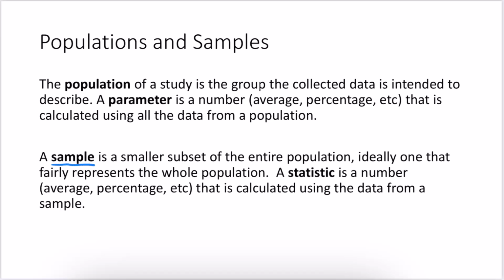And then a sample is a smaller subset of the entire population. Ideally, you want one that fairly represents the whole population. For example, if the population of a study was all SUU students, then you would want to get a sample, or a smaller group of SUU students, that represents the whole population. So you'd want to have some freshmen, sophomores, juniors, and seniors, a pretty good balance of men and women, some traditional students, some non-traditional students, and the different races represented. But a sample is basically a smaller subset of the entire population.